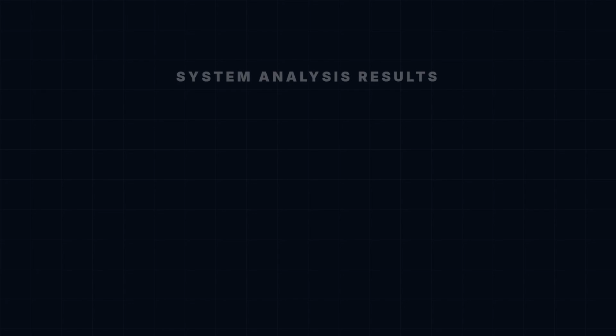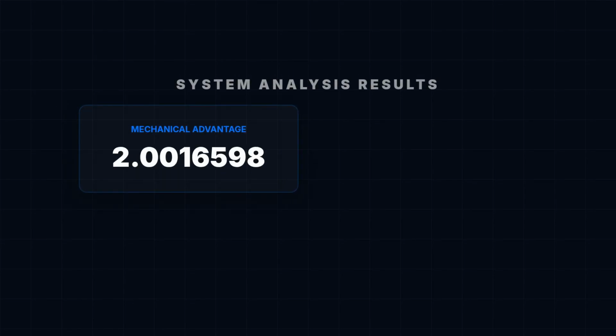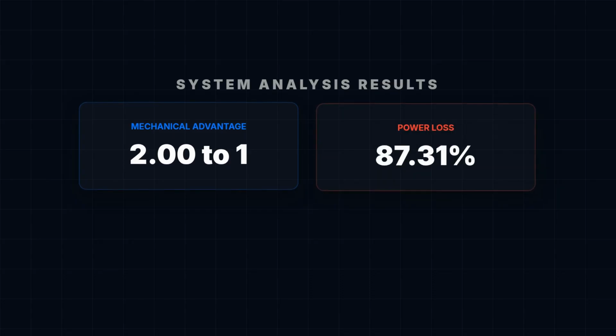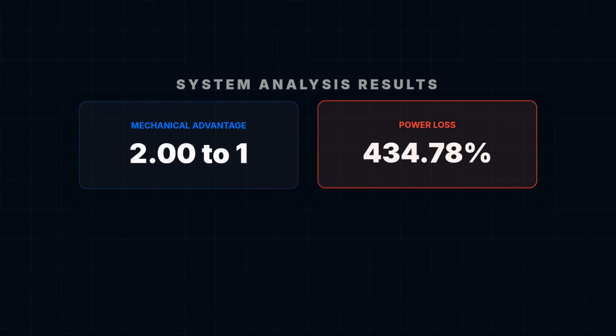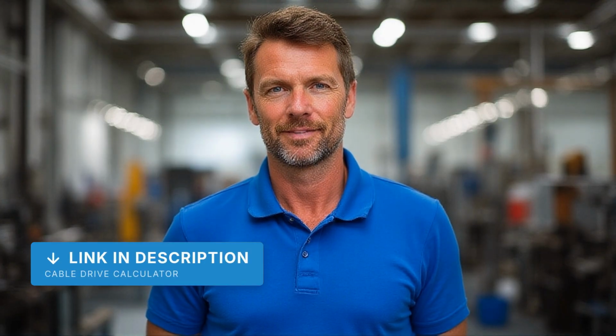The mechanical advantage shows 2.0 to 1, which makes sense with our 2-pulley system. The power loss reads 434.78%, indicating significant inefficiency in this configuration.